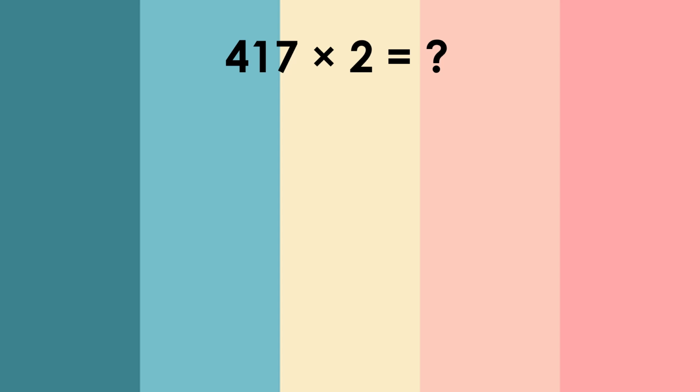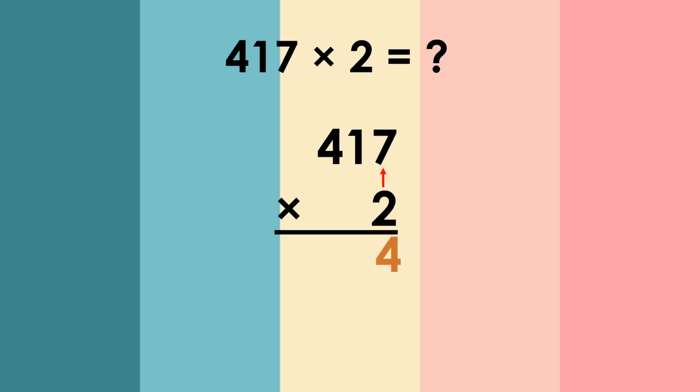Follow the same steps. First, put the factor with fewer digits below the greater factor. Second, multiply each digit in the lower factor by each digit in the upper factor starting from the right, and regroup when necessary. We'll start with 2 times 7 equals 14. 14 is a 2-digit number, which means that we need to regroup the number just like how you regroup numbers when you are adding numbers.